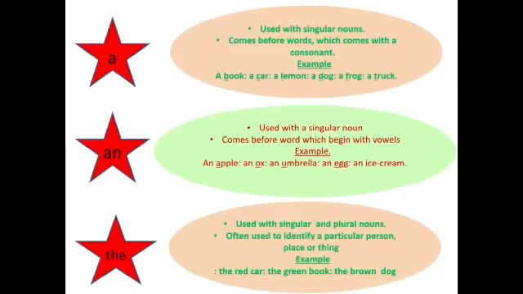Now let's see in detail how to use a, an and the. The first one is a. When you use a, it is used with singular nouns. It comes before words which begin with a consonant. For example, a book, a car, a lemon, a dog, a frog, a truck.